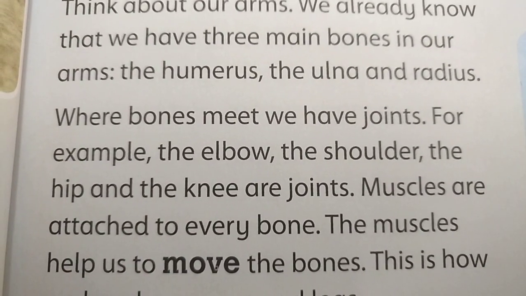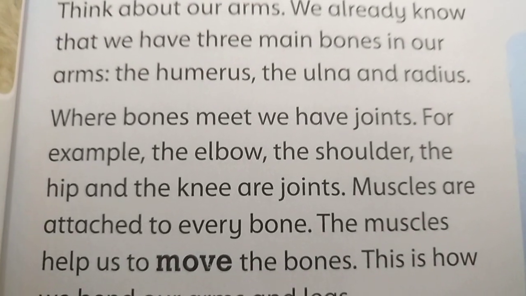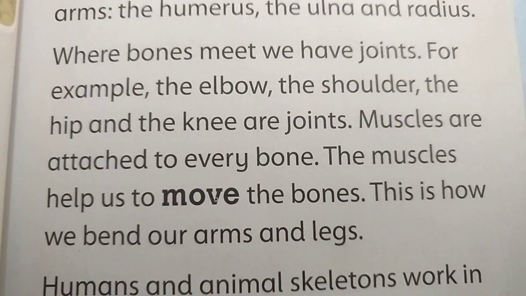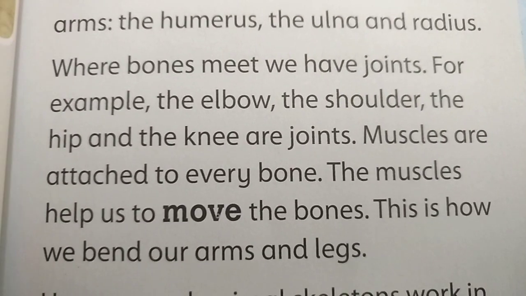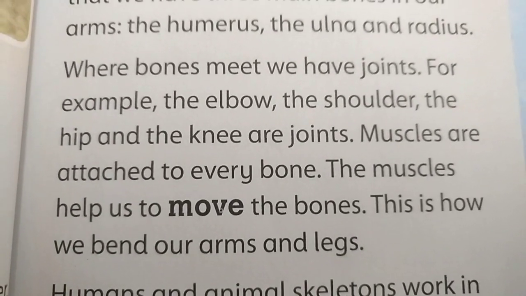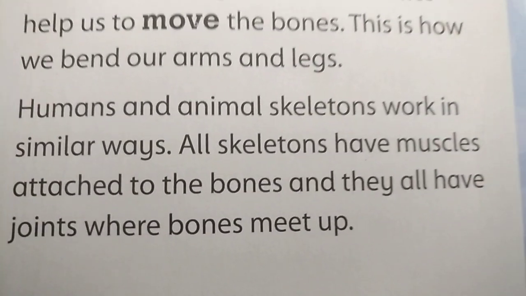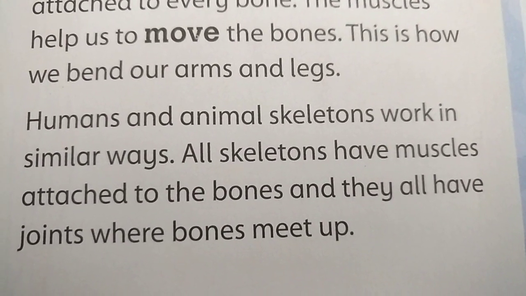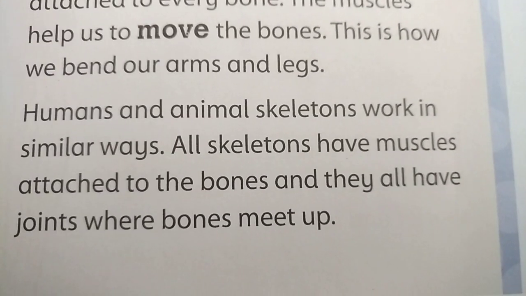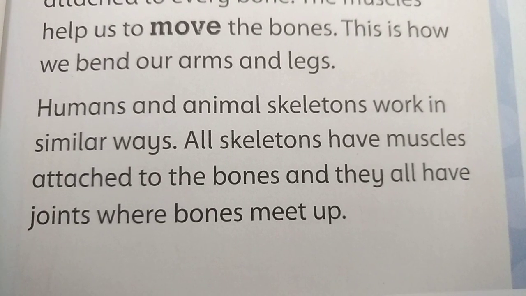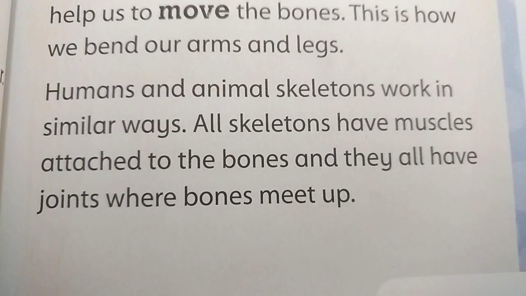Muscles are attached to every bone. These muscles help us to move the bone. This is how we bend our arms and legs. Human and animal skeletons work in a similar way. All skeletons have muscles attached to the bones, and they all have joints where bones meet up.